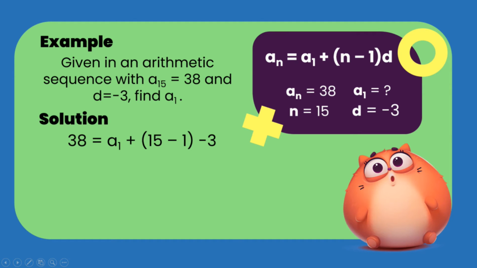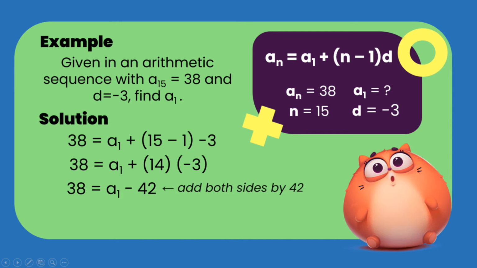As we said, by the PEMDAS rule, we need to start solving the numbers inside the parentheses. And 15 minus 1 will give us 14. And 14 multiplied by negative 3 will give us negative 42. Now, add 42 to both sides, or transpose negative 42 to the other side. But always remember, when we transpose a number to the other side, the sign will change.